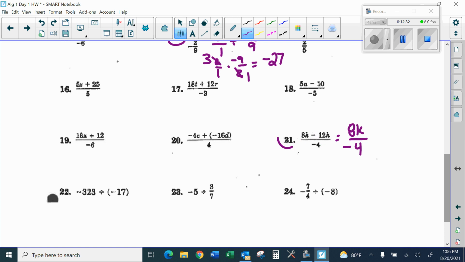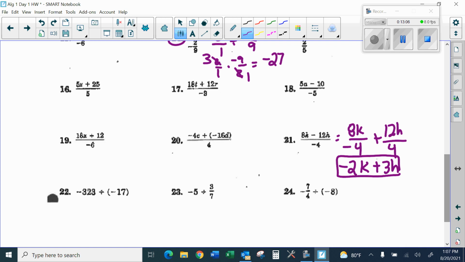Now I have a negative, and that becomes a positive. So that takes care of that. And now I have 12H over positive 4, because negative divided by negative is positive. We have that there. Now I simplify each of these 2 individual fractions. Okay, so 8K divided by negative 4 is negative 2K. And 12H divided by 4 is 3H. And there's my final answer right there.